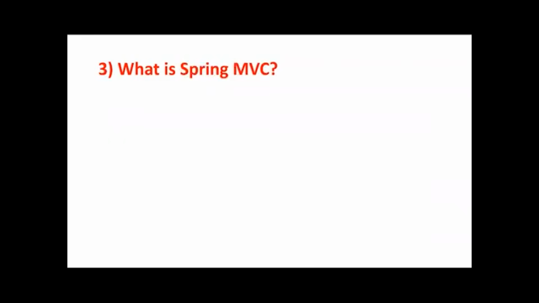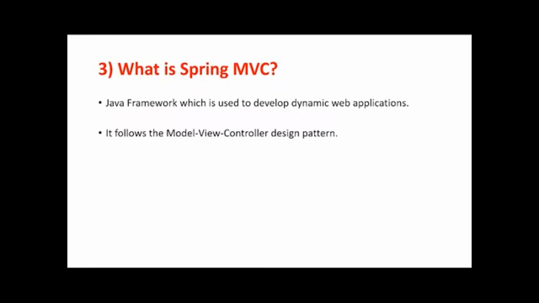What is Spring MVC? Question number 3. You see, Spring MVC is given by a Java framework. It is used to implement dynamic web applications that follow model, view, and controller. Model indicates data. It can be a single object or a collection of objects. It is shared between the view and the controller.